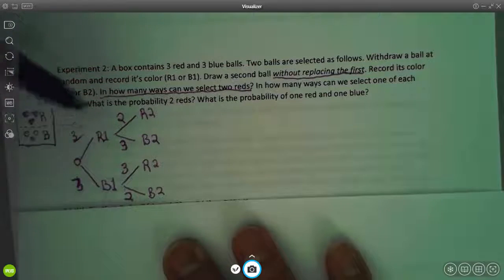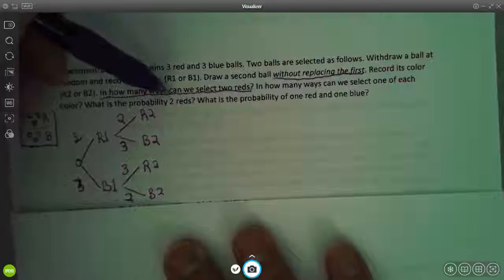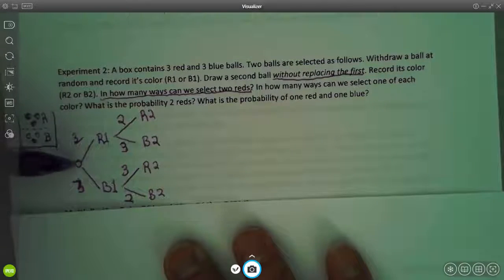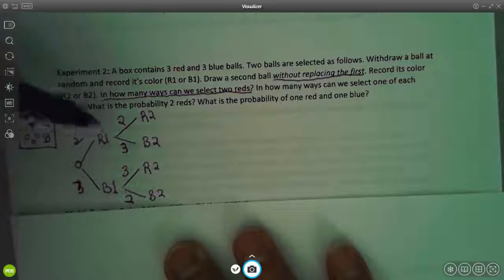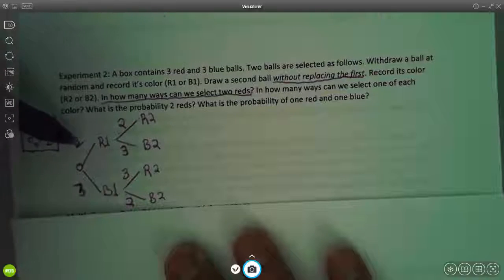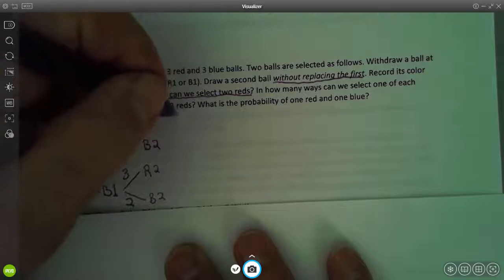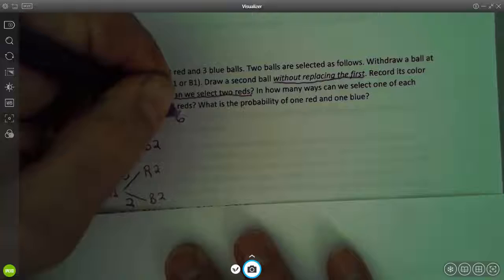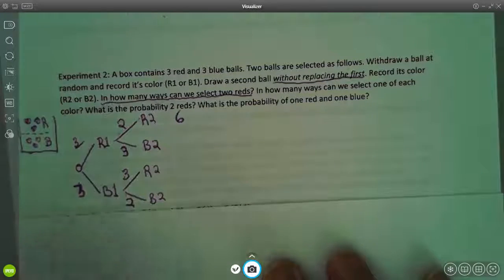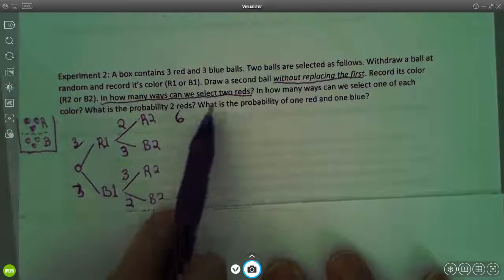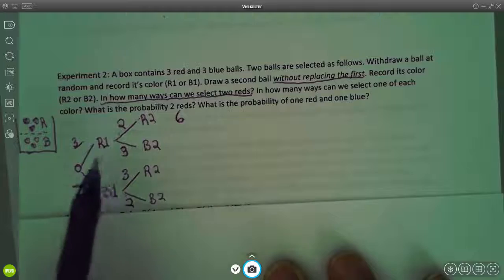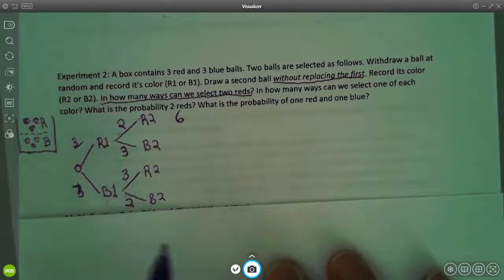And now we're ready to answer the question: in how many ways could we select 2 reds? There are 3 ways to select the first ball. There are 2 ways to select the second. So we have 3 times 2. It would appear that there are 6 ways to select the balls. Now, I should mention here something that is implicit, but it should be spelled out carefully. We're actually counting the order here.